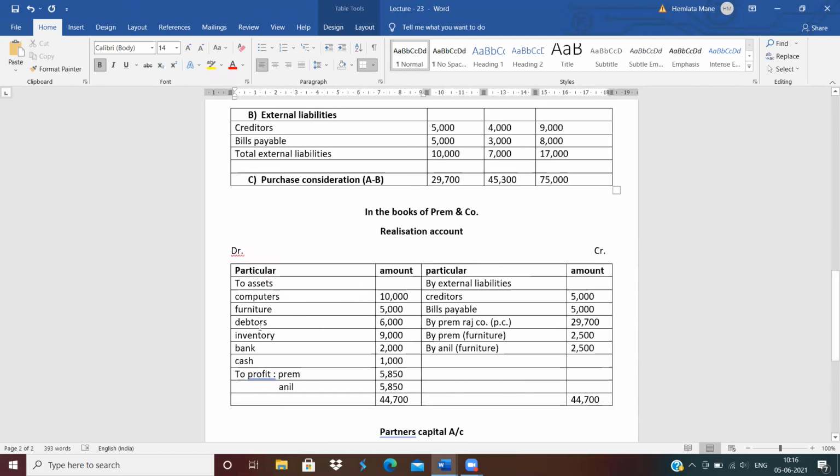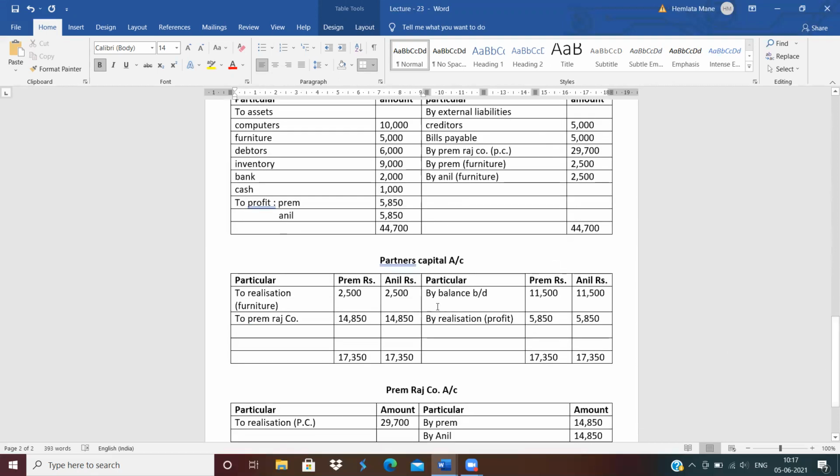Then the first entry is asset transfer. We transfer all the assets at book value, taking these values from the old balance sheet. Next is transfer of the liabilities. Third is transfer of purchase consideration. Fourth, if any asset is not taken over by the new firm, then distribute it between the partners. Here the furniture was not taken over by the new firm, so the furniture is distributed between the two partners. Next, write down the capital balance brought down.